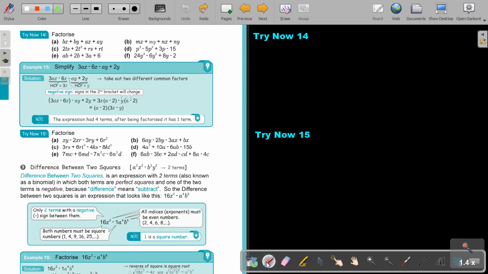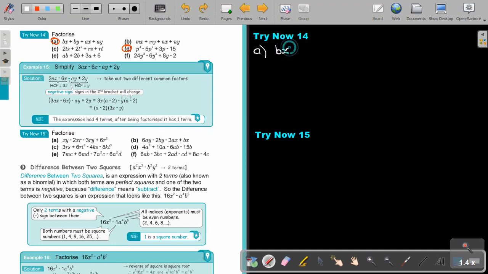Okay, I want you to stop the video and do just number A. This is all positive, and then you can do number D. As soon as you are finished, you can continue the video. Now just take note, grouping is actually like highest common factor. It's just that you do it with more than 1 term. But I will say that you take out 2 different highest common factors and at the end create a bracket that's the same. Okay, so let's start with number A.